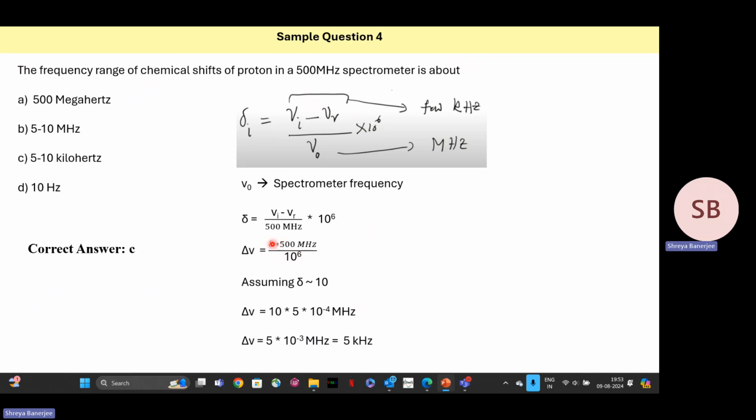We can assume chemical shift range to be around 10 ppm because delta value is always in ppm, and because it is saying proton we know it goes up to 12 to 15 ppm, we are just assuming a value of 10 for easier calculation. So if we put the value of 10 over here, we will find the frequency range to be around 5 kilohertz. So basically the frequency range is coming in terms of kilohertz, which is your option C. So your correct answer is option C.